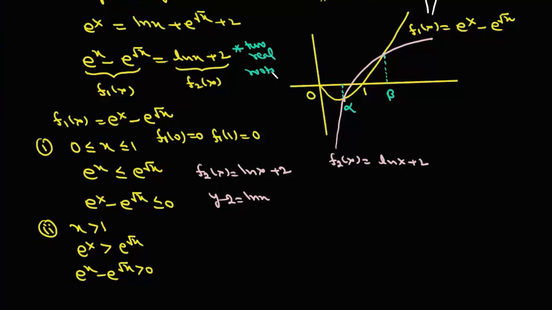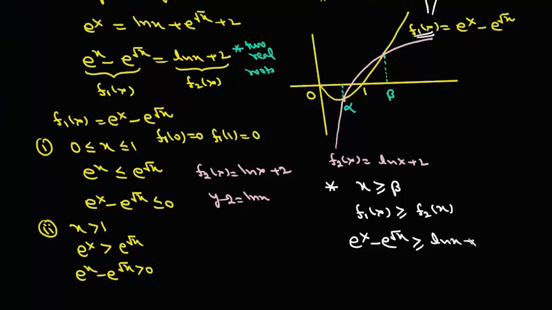Now, how is this information going to help us? What we'll do is restrict our analysis to when x is greater than or equal to beta. Now when x is greater than or equal to beta, the graph of f1(x) will always be above the graph of f2(x). So f1(x) will always be greater than or equal to f2(x), or we can write e to the power x minus e to the power root x will be greater than or equal to log x plus 2, or e to the power x will be greater than or equal to e to the power root x plus log x plus 2.